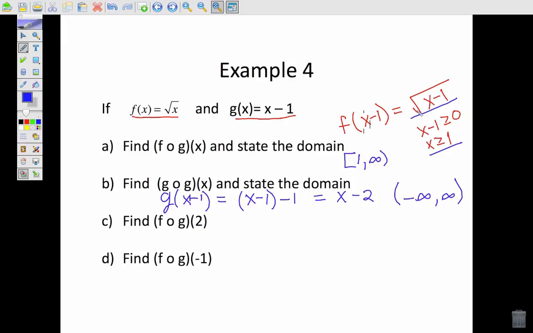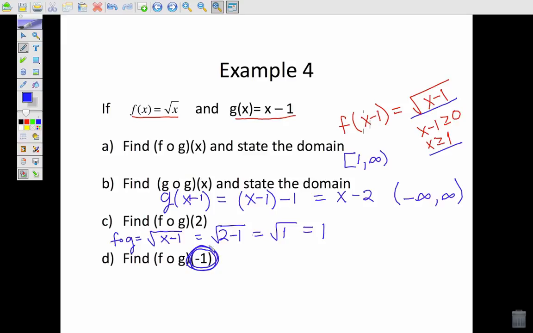Okay. Finding f of g of 2. Well, this is f of g right here. f of g was equal to the square root of x minus 1. So I'm going to evaluate 2, which would be the square root of 2 minus 1, which equals the square root of 1, which equals 1. Result, f of g of 2 is 1.